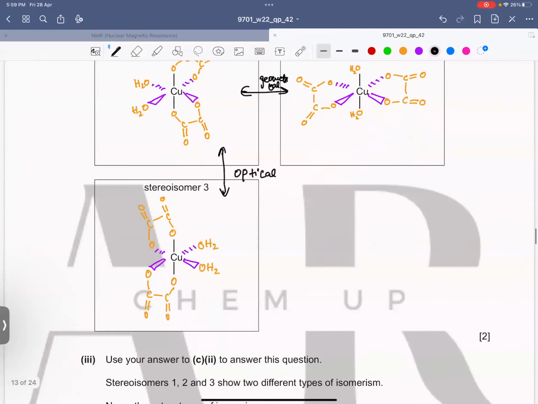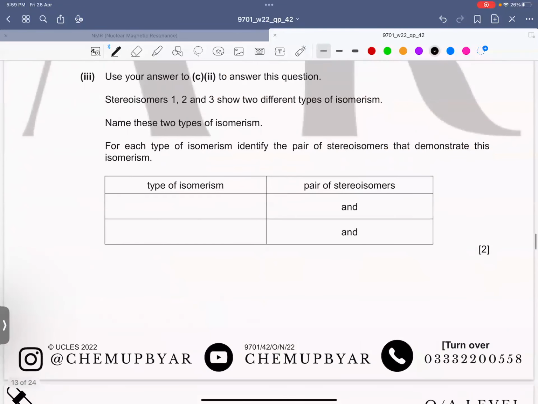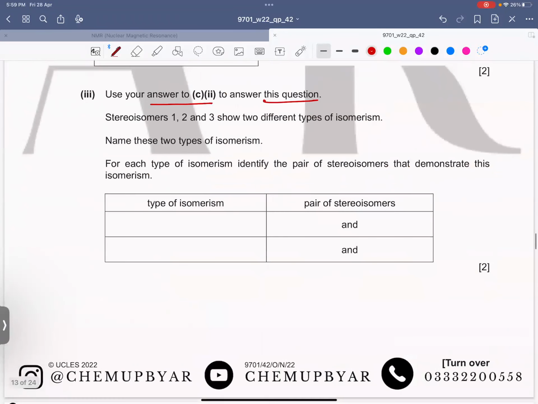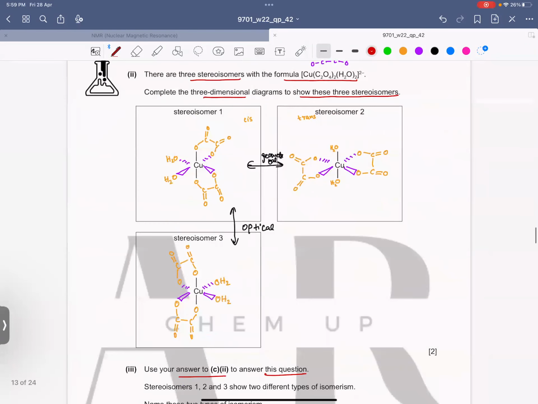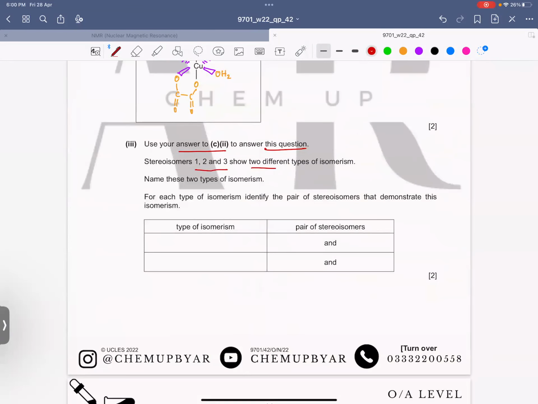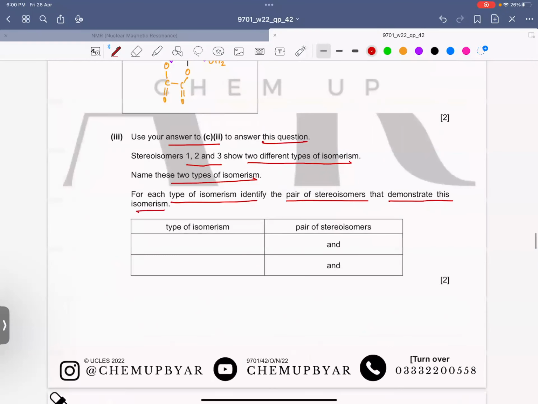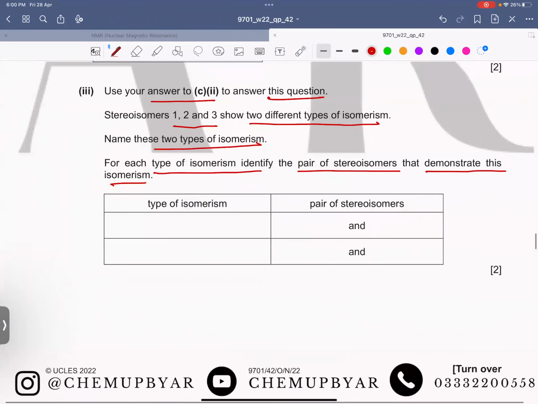Okay. Now, use your answer to C2 to answer this question. In C2, we have drawn the isomers. Stereoisomer 1, 2, and 3 show two different types of isomerism. Name these two types of isomerism. For each type of isomerism, identify the pair of stereoisomers that demonstrate this isomerism. Okay. So we just figure it out.